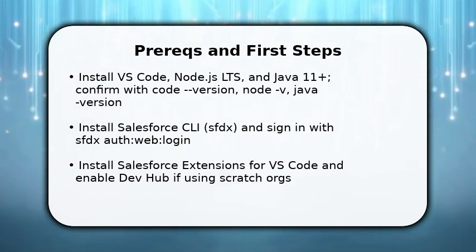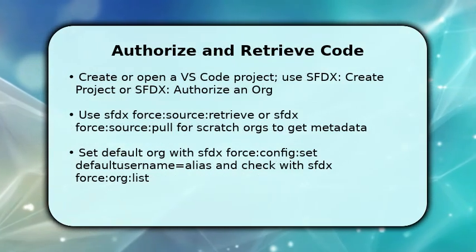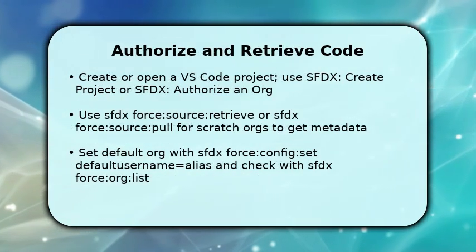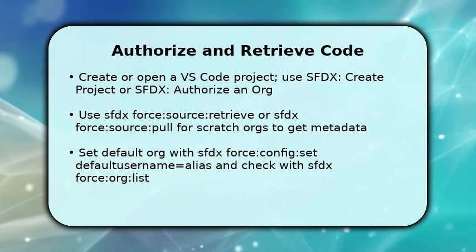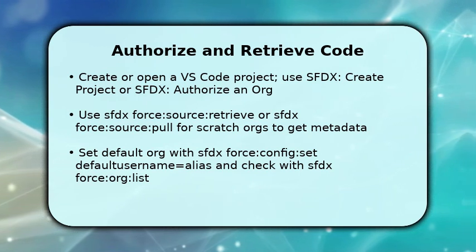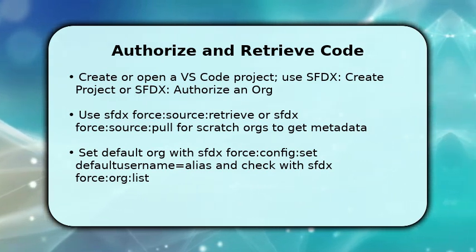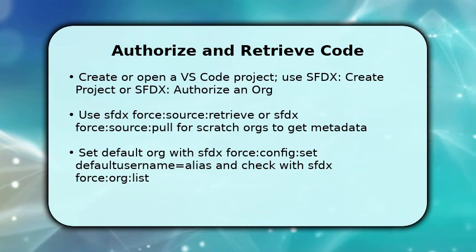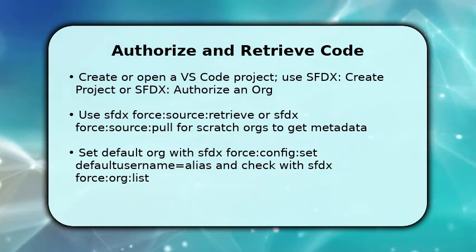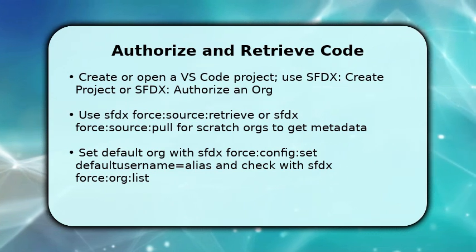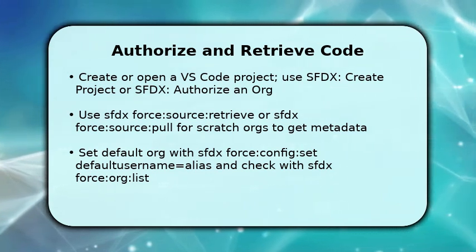Next, you authorize an org within VS Code and pull or retrieve metadata. Use SFDX: Create Project or open an existing folder, then run SFDX: Authorize an Org to link your credentials. Once authorized, set the default username with sfdx force:config:set defaultusername=alias so commands target the right org.